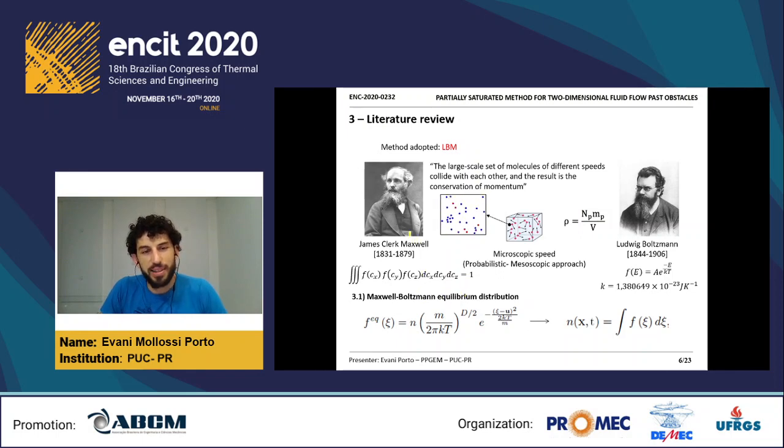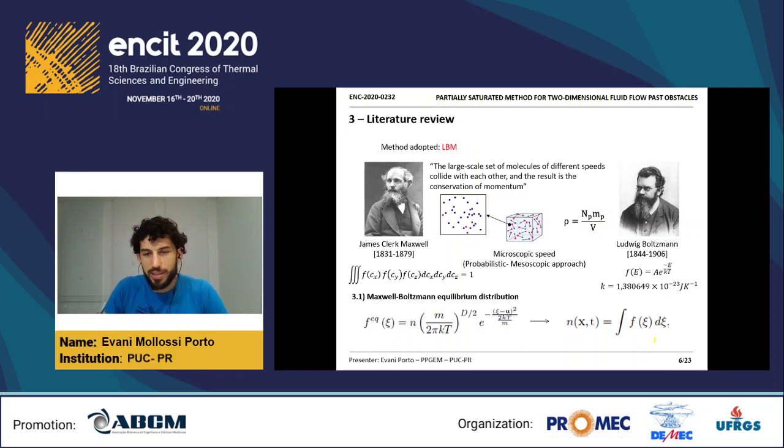Basically, the first insights were done by James Clerk Maxwell. He stated that a large set of molecules of different speeds collides with each other, and the result is the conservation of momentum. Later, Ludwig Boltzmann stated his constant, the Boltzmann constant, and this constant was added in the James Clerk Maxwell equation. Then we have the Maxwell-Boltzmann distribution equation that takes in consideration the energy of the molecule, the mass, the number of molecules, and the fluctuation speed of the particles.